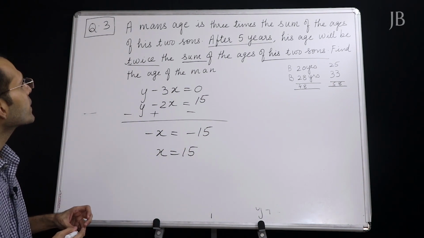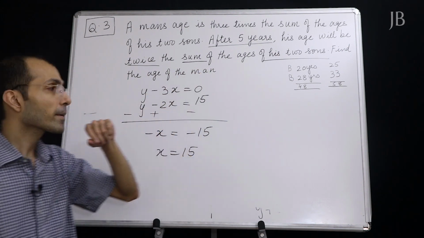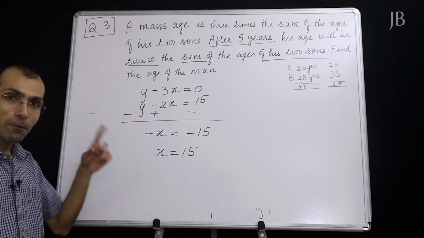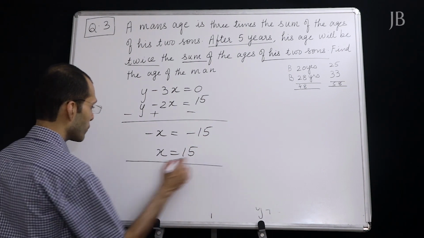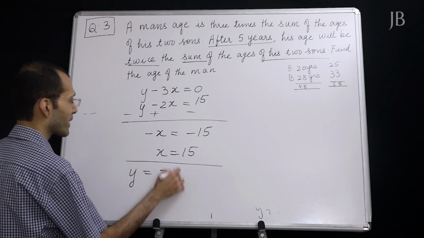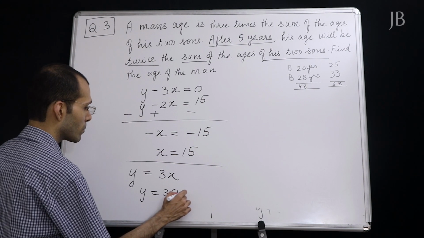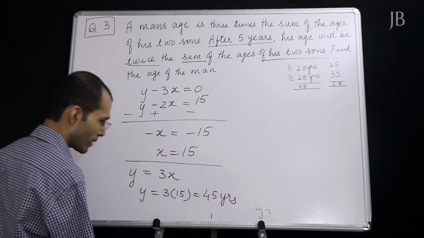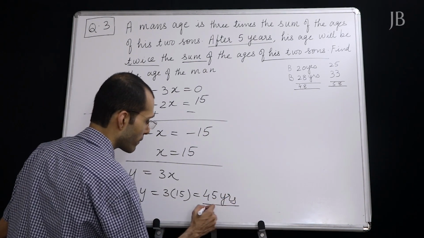But what do we want? Find the age of the man. Okay, so what have we taken as the age of the man? y. So we'll have to find y. So x is 15. And if you recollect your first equation, it was y equals 3x in the beginning. So y will equal 3 into 15, that is 45 years. So the present age of the man is 45 years.